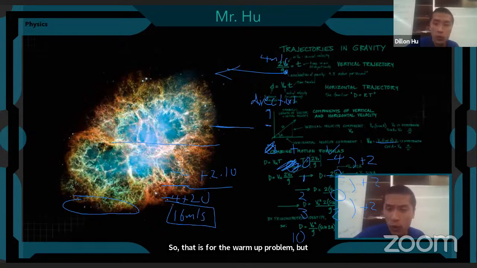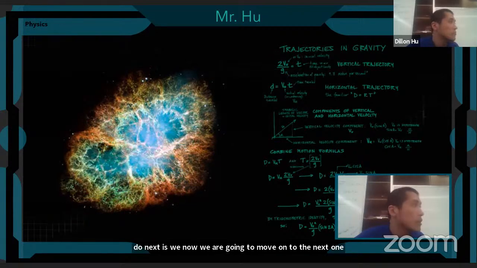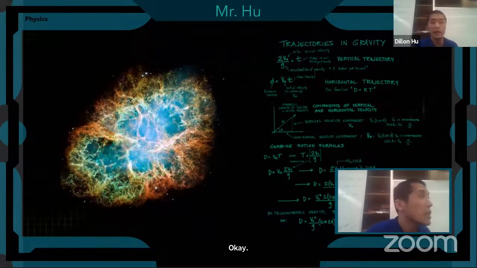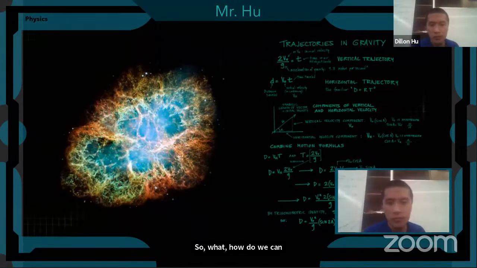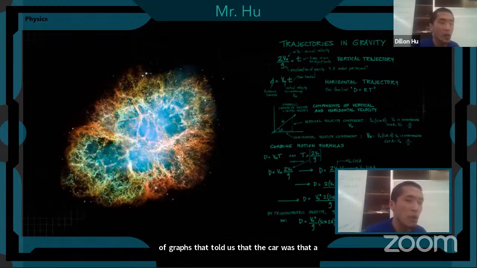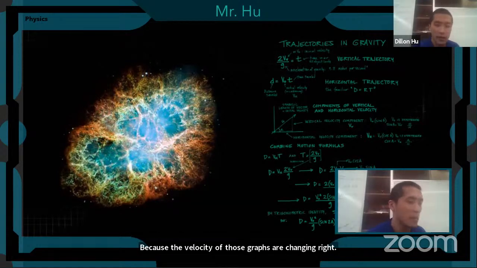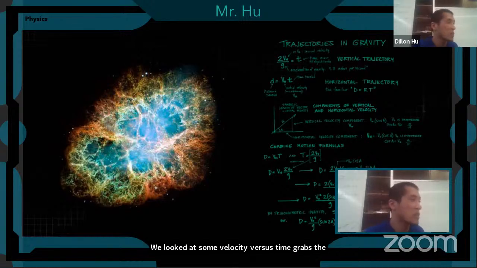What we are going to do next is move on to the next slide. Okay. So how do we calculate acceleration in general? What does it mean to have an acceleration? In the previous class on Tuesday, we looked at a lot of graphs that showed us that a car was undergoing some sort of acceleration because the velocity in those graphs was changing, right? We looked at some velocity versus time graphs, and the velocities were changing. And if the velocities are changing, that means the car was undergoing some sort of acceleration.